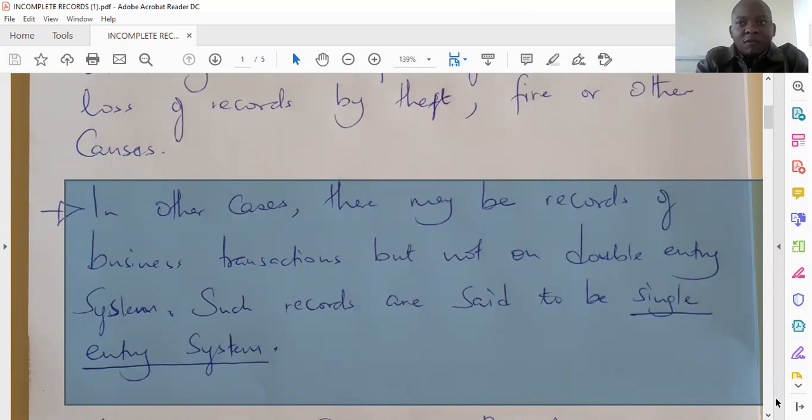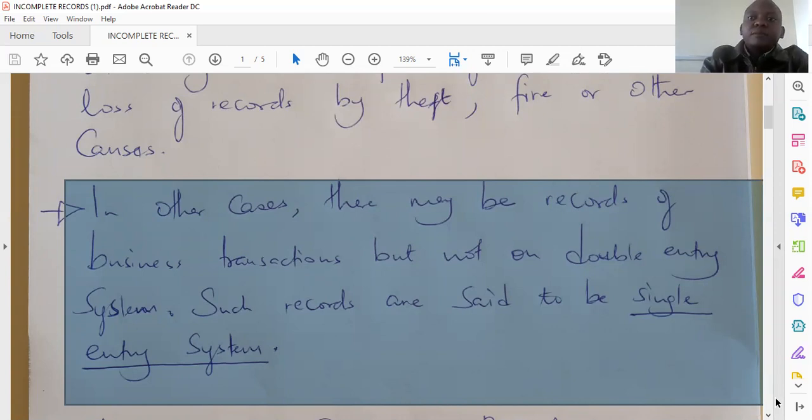And as I've given an example, say in the event of purchases, as you understand under the rules of double entry, for cash purchases, you are supposed to debit purchases, credit cash. That's under the double entry system. But under the single entry system, you find the trader, instead of debiting purchases and crediting cash, he only records the outflow of cash. There is no record on purchases account.